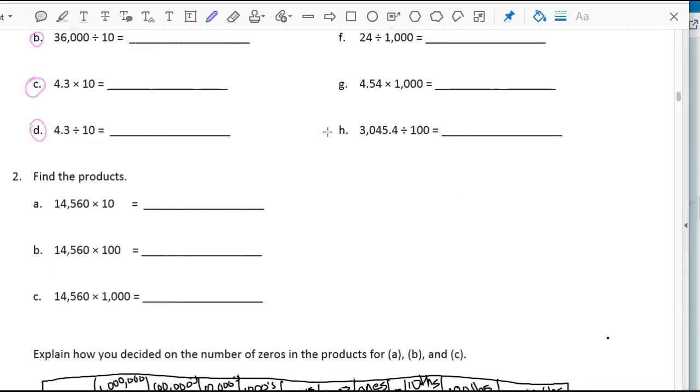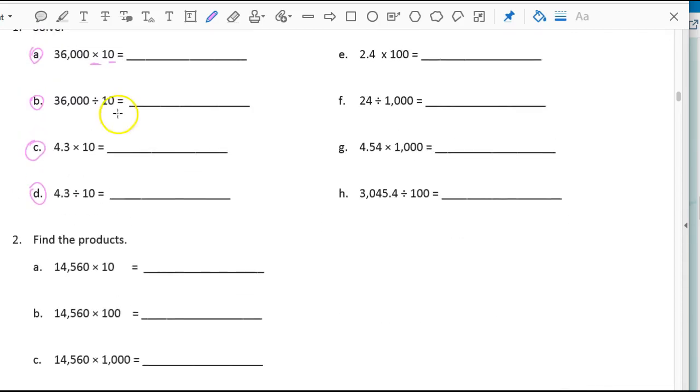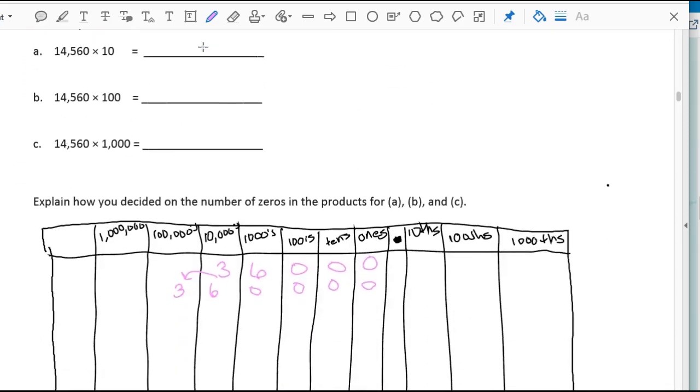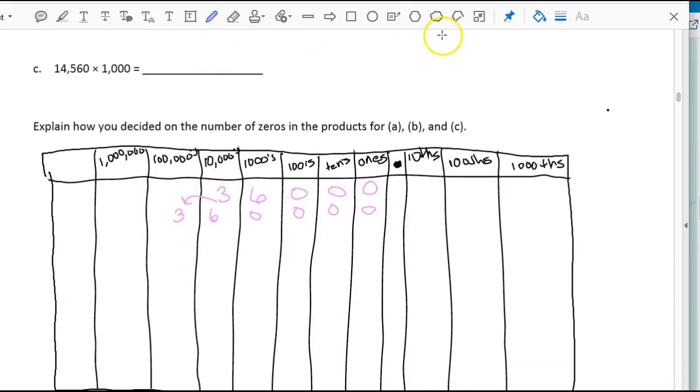360,000 is what we've got. So let's write that up here. 360,000. And then the next one, we're going to take that same number that we started with, and this time we're going to divide it.